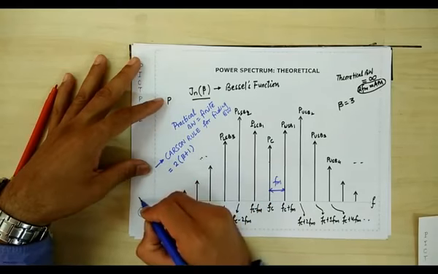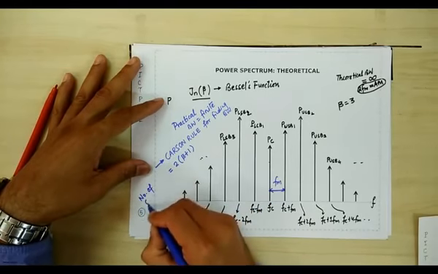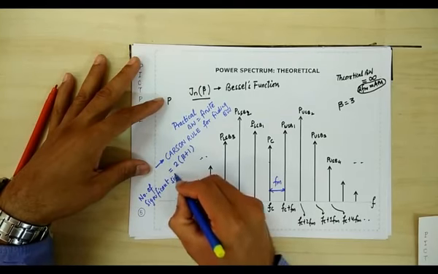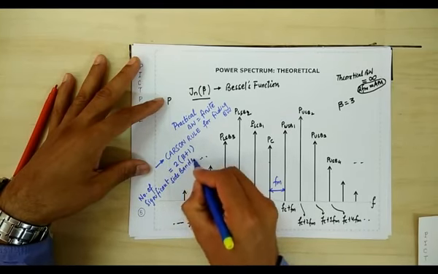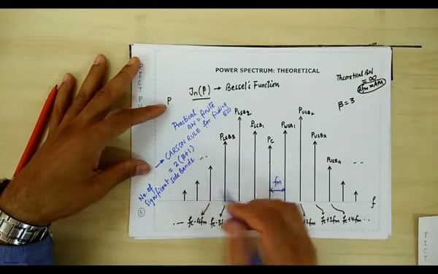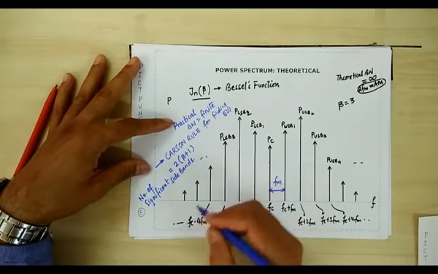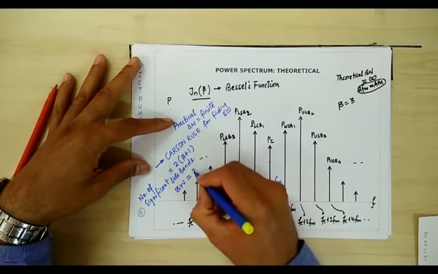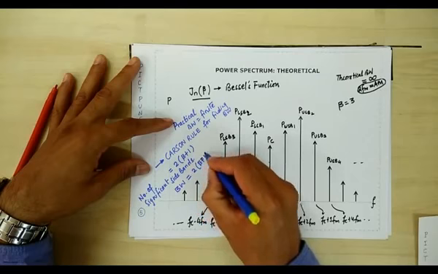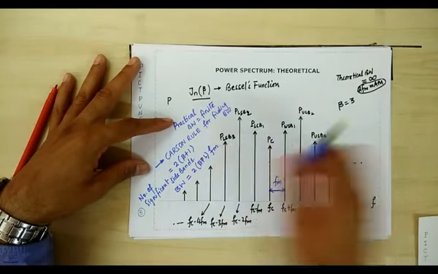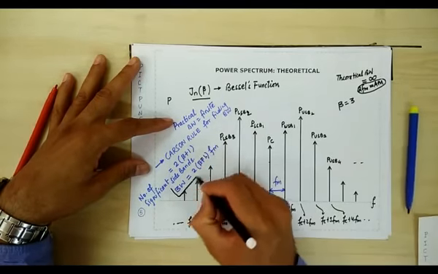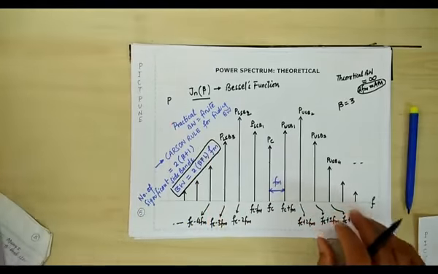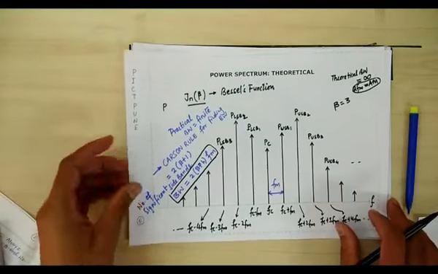So these are the number of significant sidebands, and these sidebands are separated by frequency FM. So the bandwidth is going to be the number of significant sidebands times FM. So this is the Carson rule bandwidth formula to find the practical bandwidth.